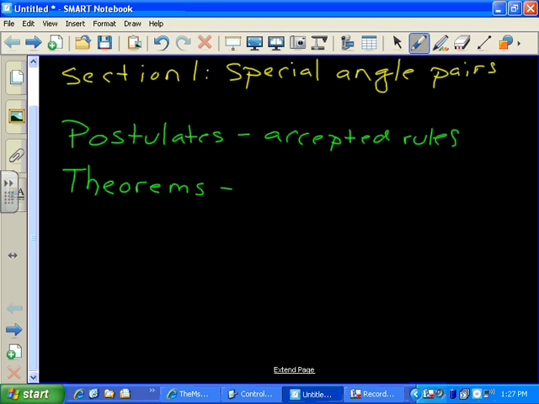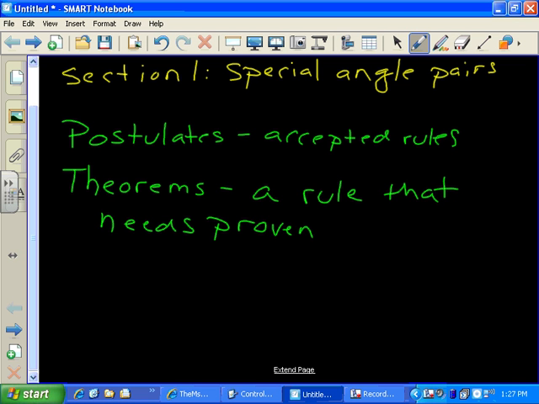Kind of got the word theory in there. It's a rule that needs proving. And you prove these by example, which is what we call it when you do one or two types and you show that it's true. We will eventually prove that it is true all the time, absolutely, positively, always true. But you guys did what we call proof by example. So we've already proven some of these.